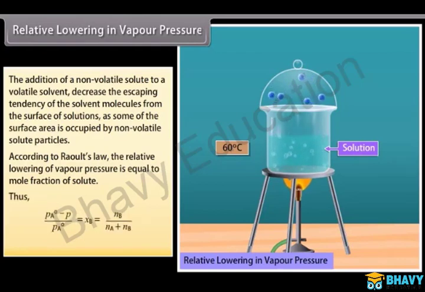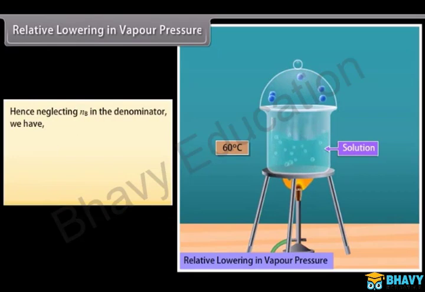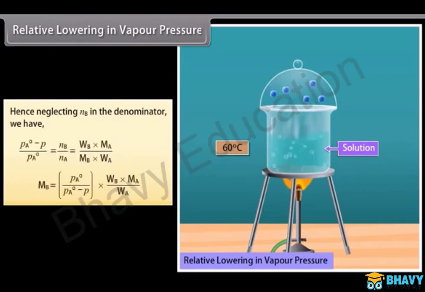Thus, PA naught minus P upon PA naught is equal to XB, which is equal to NB upon NA plus NB. For a dilute solution, NA is much greater than NB. Hence, neglecting NB in the denominator, we have MB is equal to PA naught upon PA naught minus P multiplied by WB into MA upon WA.